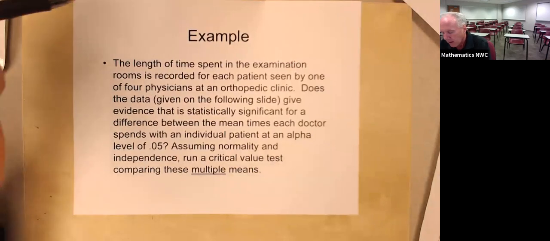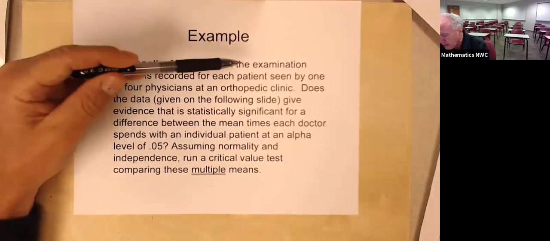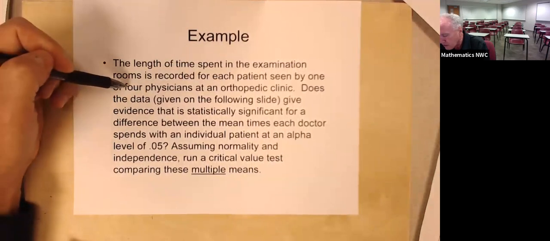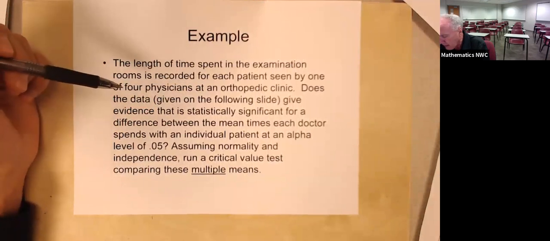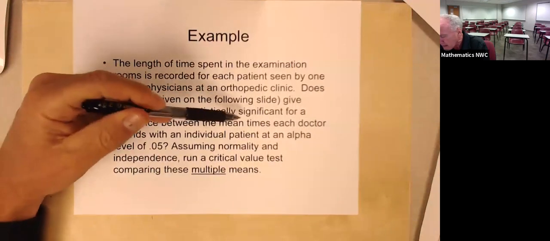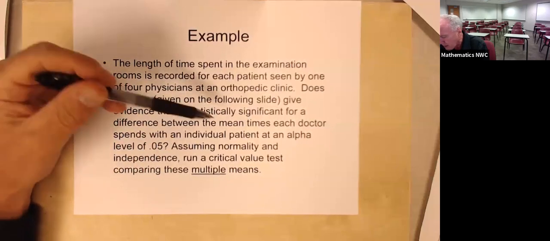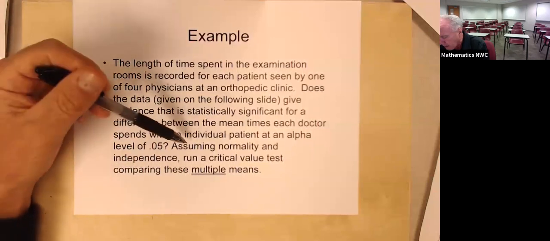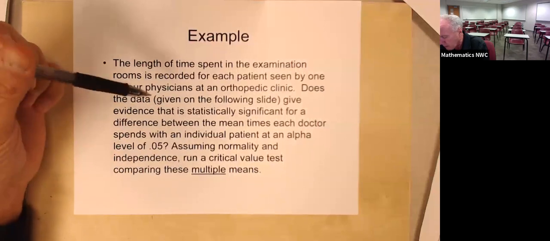Let's now take an example of what we're talking about. The length of time spent in an examination room is recorded for each patient seen by one of 4 physicians at an orthopedic clinic. Does the data given on the following slide give evidence that is statistically significant for a difference between the mean times, the average times, each doctor spends with an individual patient at an alpha level of 0.05? Assume we have normal populations. Run a critical value test comparing these multiple means.